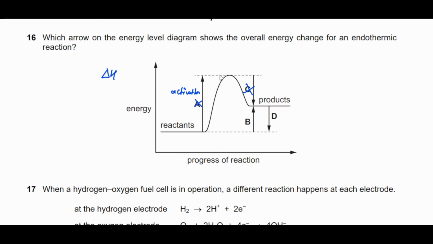So we know that the energy change for an endothermic reaction is positive, right? In an exothermic reaction, it will be negative, but since it's endothermic, it's positive. So if it's positive, the arrow has to be pointing upwards from the reactants to the products. So the answer is B, right? D would mean that it's negative, so this is wrong.